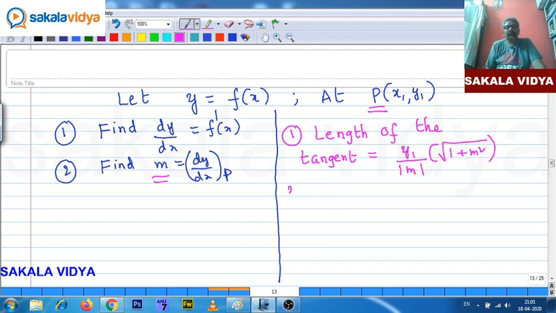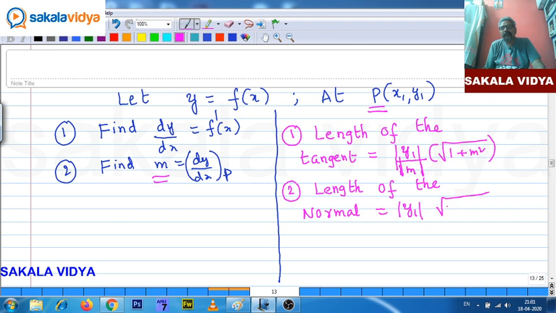Next, the second one, length of the normal. See, length of the normal is given by mod of y1 into m. This will be mod y1 root of 1 plus m square.